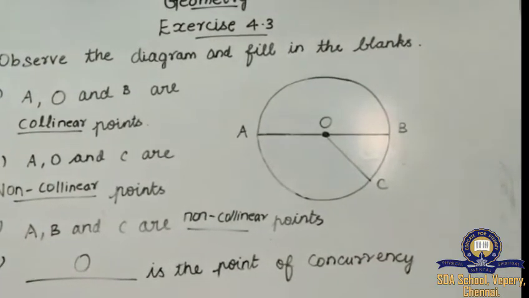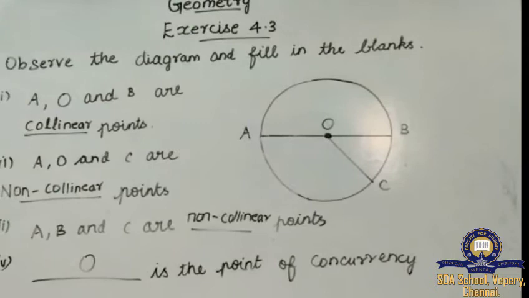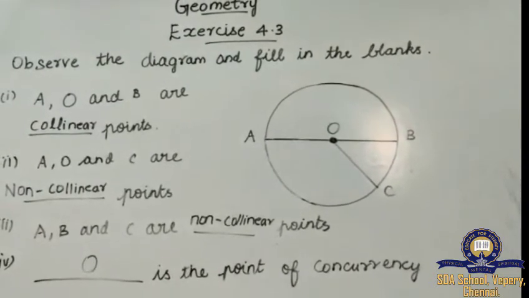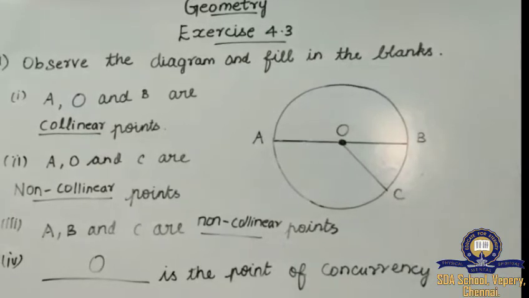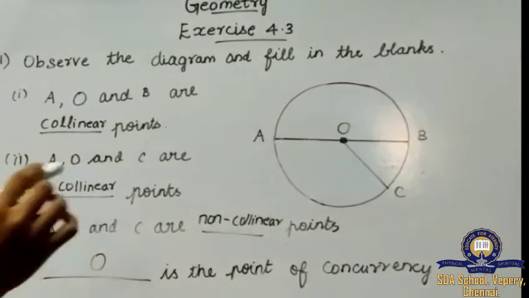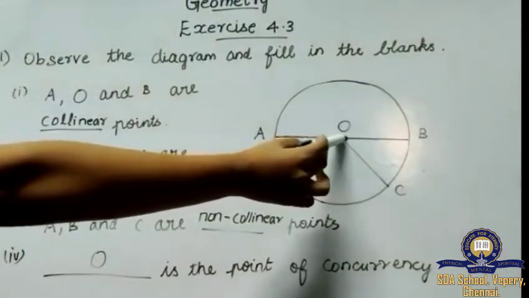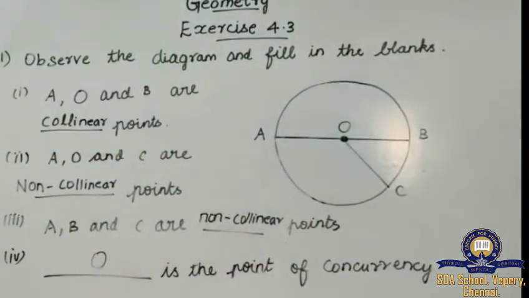So when 3 or more points lie on a line, such points are called collinear points. When such points do not lie on the same line, they are called non-collinear points, okay? And O is the point of concurrency. Got it, students?